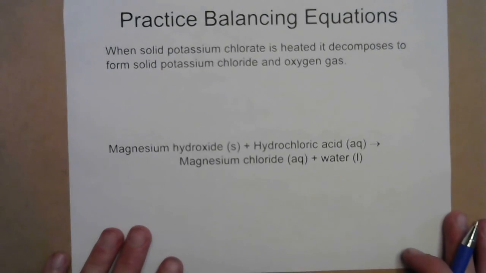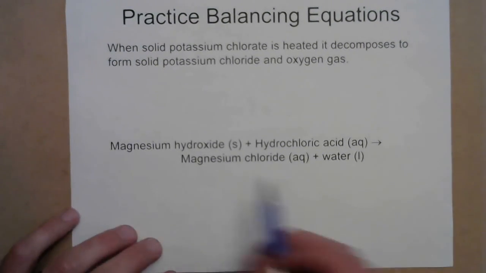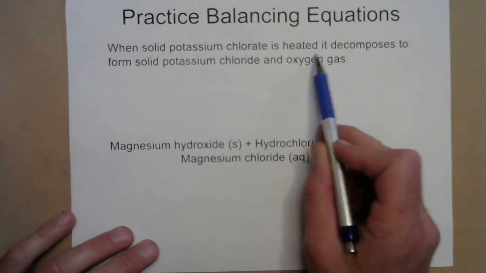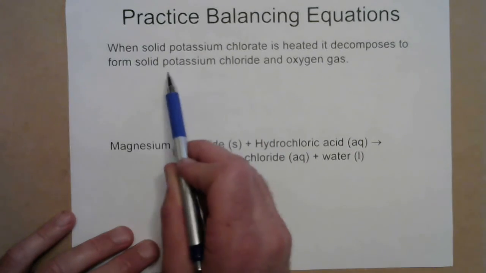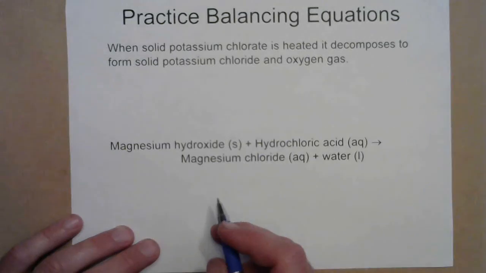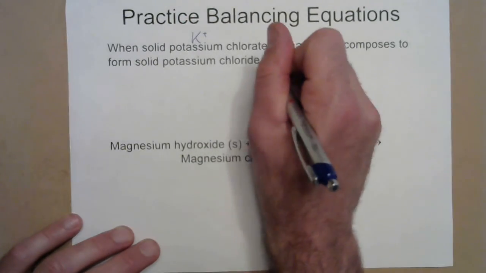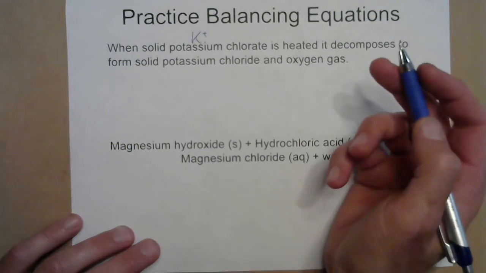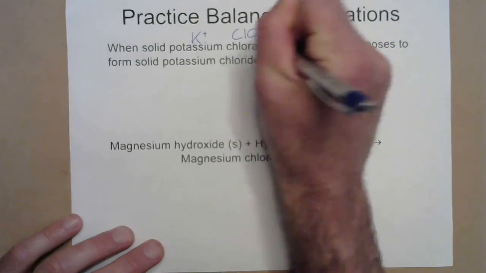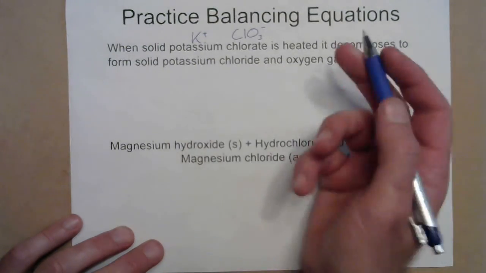These are a couple where we need to do word equations, change them into formulas, and then we'll balance it. So here we have solid potassium chlorate is heated and it decomposes to form solid potassium chloride and oxygen. So potassium chlorate, it's an ionic compound. Potassium has a +1 charge. Chlorate, ending in ATE, it's a polyatomic ion. You need to know this one. ClO3 with a -1 charge. So potassium chlorate, it's a +1 and a -1 charge.